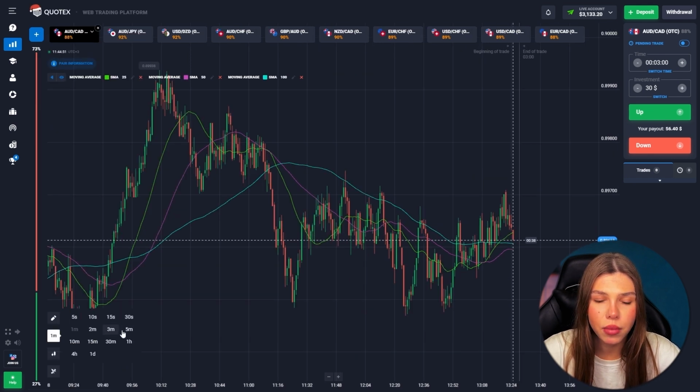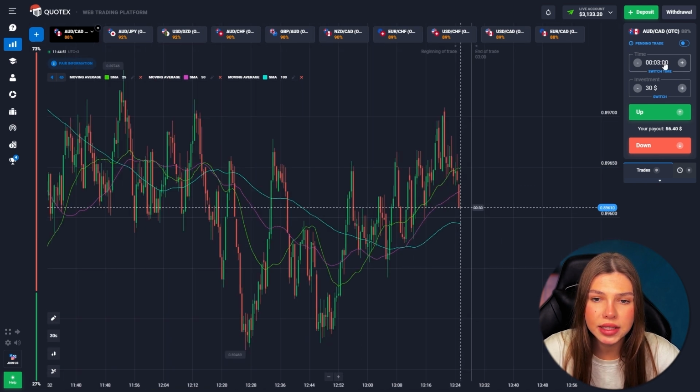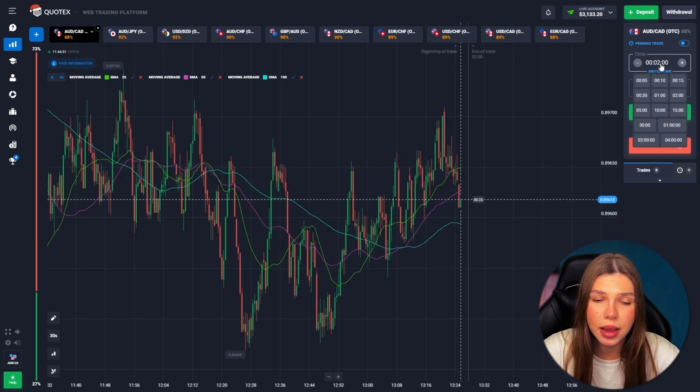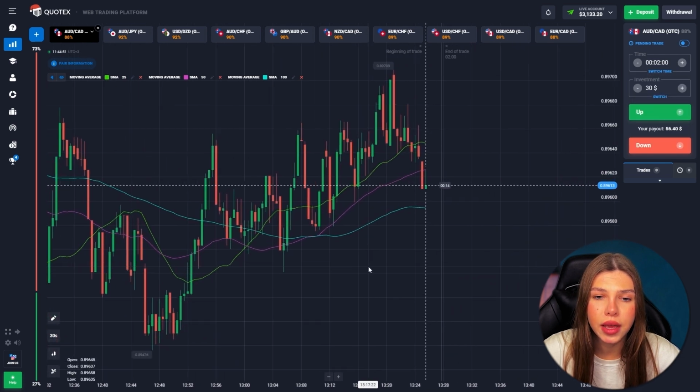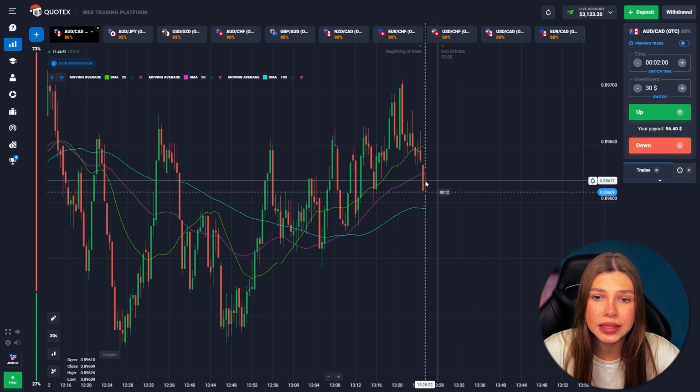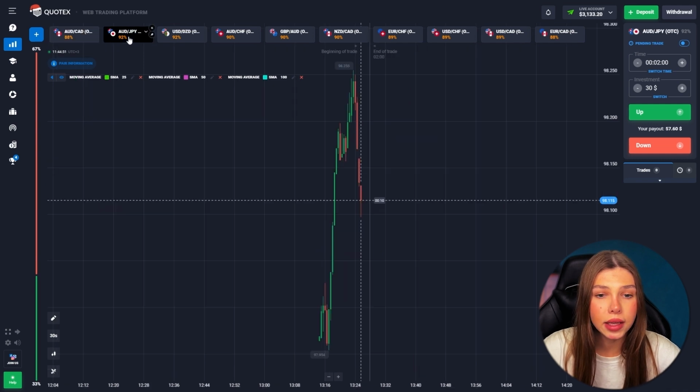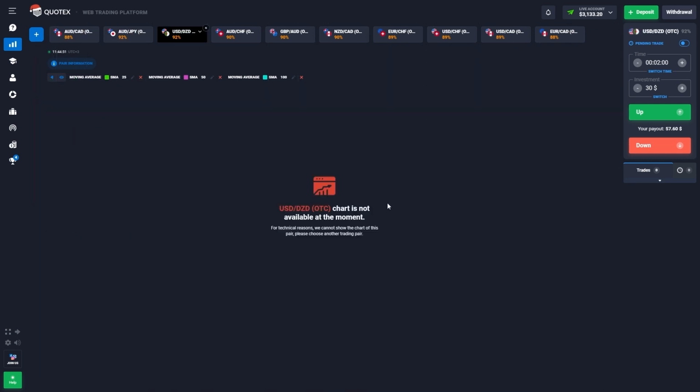Let's use a time frame of 30 seconds. For the 30 seconds time frame, we need to change the expiration time to 2 minutes. Okay, let me remind you that all 3 indicators should be pointing in the same direction. Okay, let's take a look at the chart and find the right time.